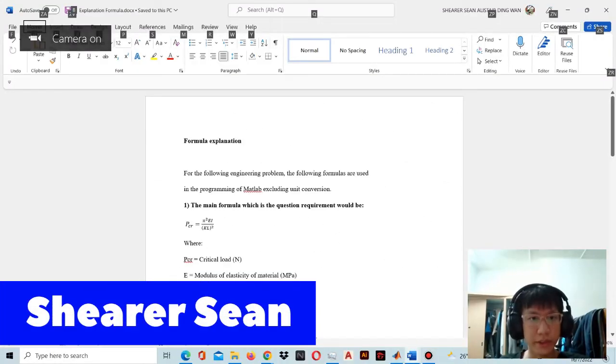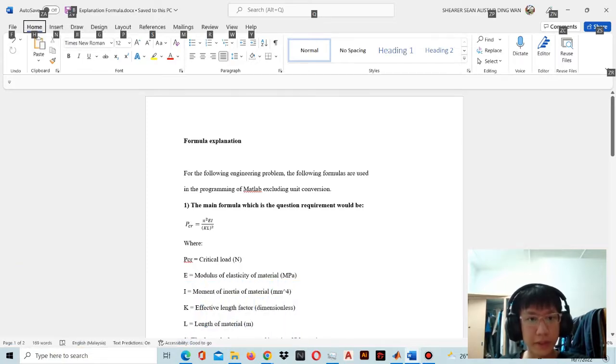I'm Sherson, LE Studying 1, and I'm going to do the formula explanation for this assignment. For the following engineering problem, the following formulas are used in the programming of Matlab. This excludes the unit conversion.